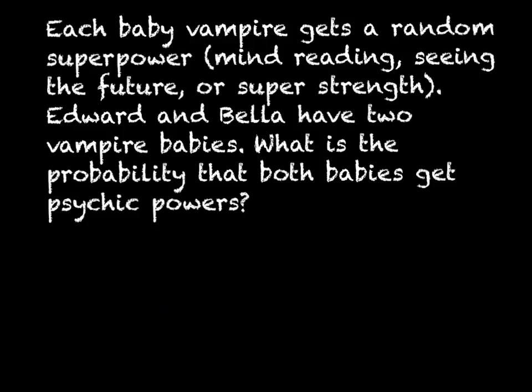Each baby vampire gets a random superpower. It's either mind reading, seeing the future, or super strength. Edward and Bella have 2 vampire babies. What is the probability that both babies get psychic powers? These are independent events because what superpower the first baby gets has no effect on what superpower the next baby gets. So we can just multiply the probabilities.